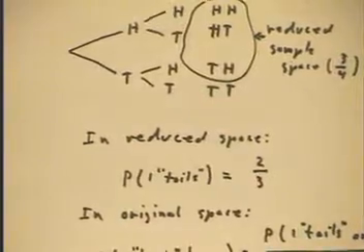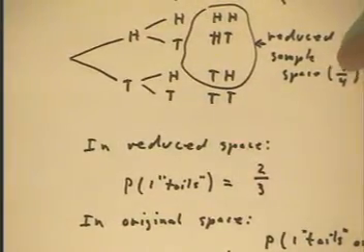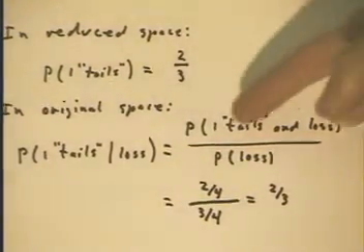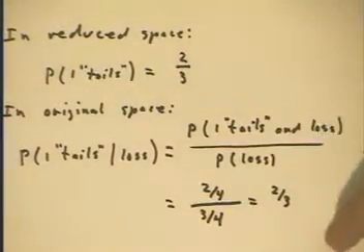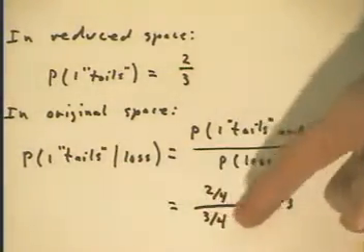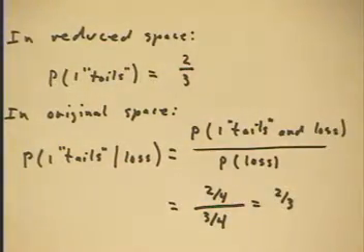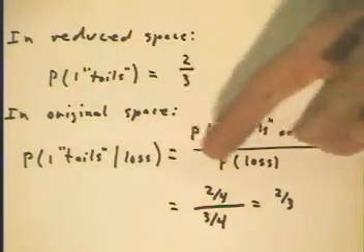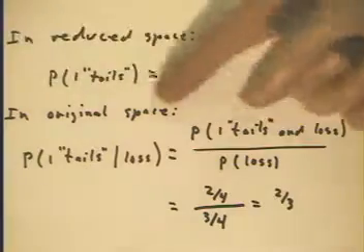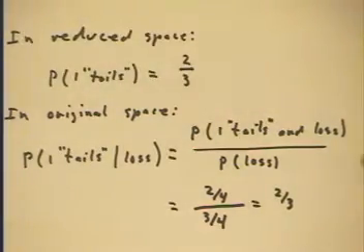Now we divide that by the probability of a loss, which, as we said, is 3 out of 4, and we see that the probability of 1 tails and a loss over the probability of a loss is 2/4 over 3/4. We invert the denominator and multiply, and we end up with 2/3. So the probability of 1 tails given a loss is 2/3. We found that by looking at the reduced space, and we found that by looking at the probabilities in the original space.